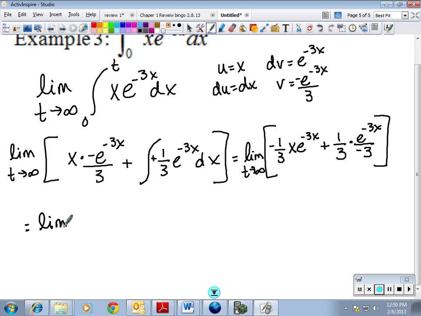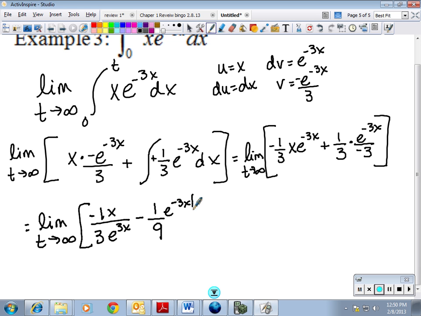Equals the limit as t approaches infinity of, I'm going to rewrite this as follows: negative 1x over 3e to the 3x. Why am I doing this like this? Because it's easier to do the limit. It just makes more sense. Plus, nope, minus, because that's a negative times a positive, minus 1/9 e to the negative 3x.